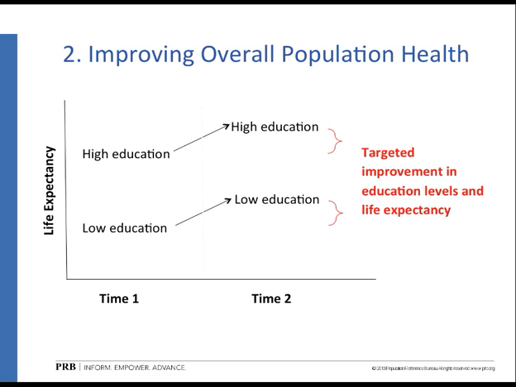Following this increase in educational attainment, both people in the high and the low education group would have an increase in life expectancy at time 2. Again, this is based on our best information that we have available to date. Thus, in this example, we're specifically aiming to improve education levels and life expectancy among the entire population. However, this approach results in much smaller improvements overall.